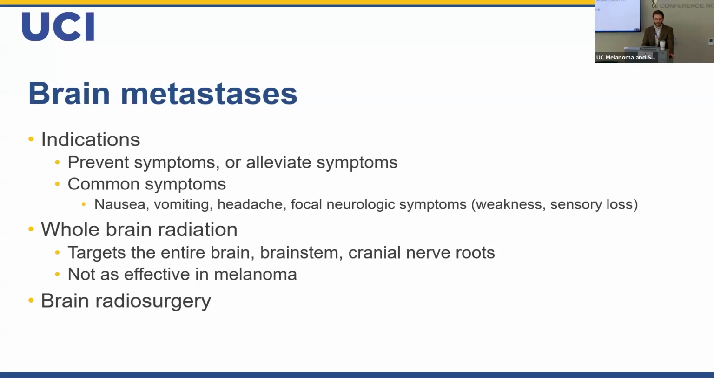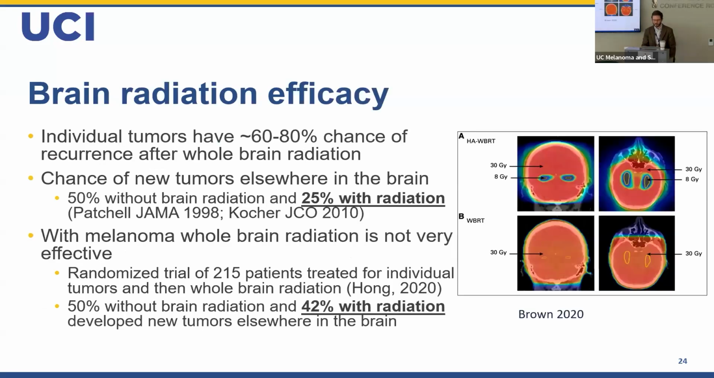So talking more about brain tumors, we often are using radiation therapy because this is a very important structure of the body, and tumors that are even very small can be highly problematic in the brain. Some of the symptoms: nausea, vomiting, headache, or focal neurologic symptoms. These are things akin to having a stroke, weakness, or sensory loss. There are 2 flavors or forms of radiation to the brain. Radiation directed at the entire brain, we call this whole brain radiation, or more focused radiation, brain radiosurgery.